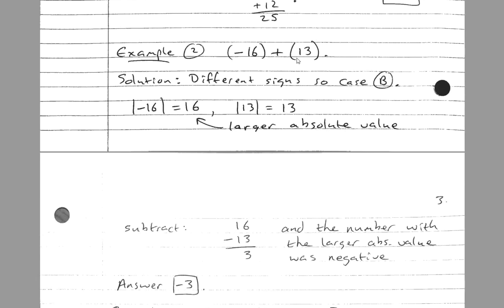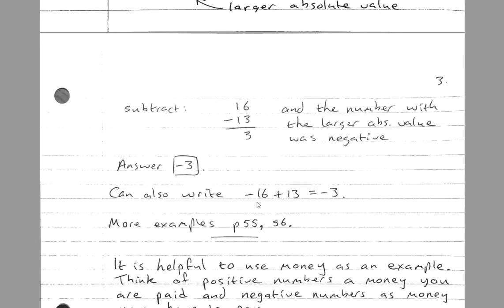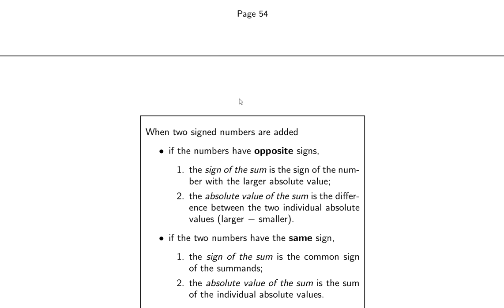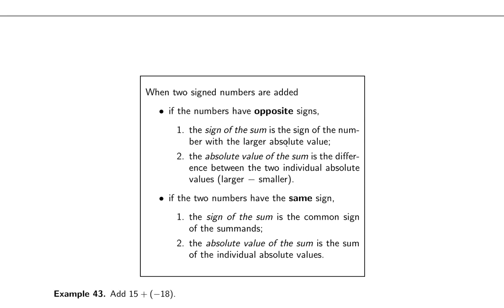Yeah, again, for notation, I asked this question with parentheses, but it's the same question without parentheses. So this is negative 16 plus 13. The answer is still negative 3. Yeah, in the book, the rules are the same.